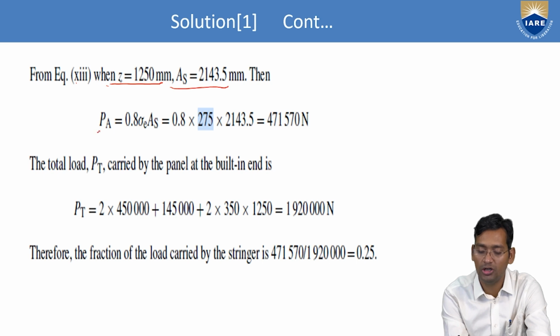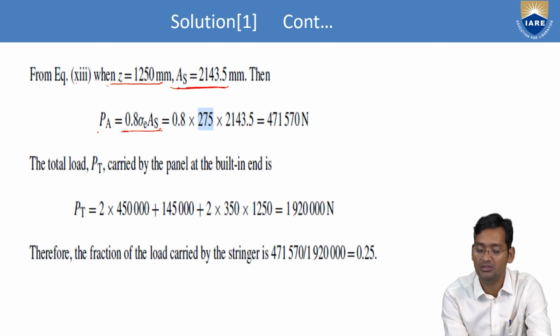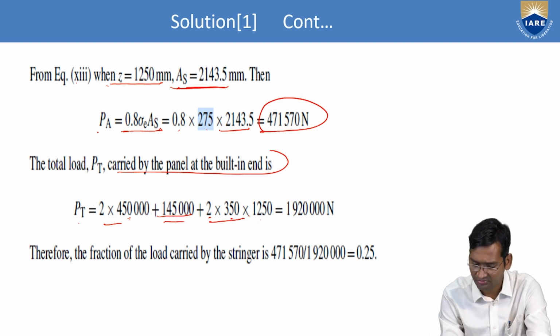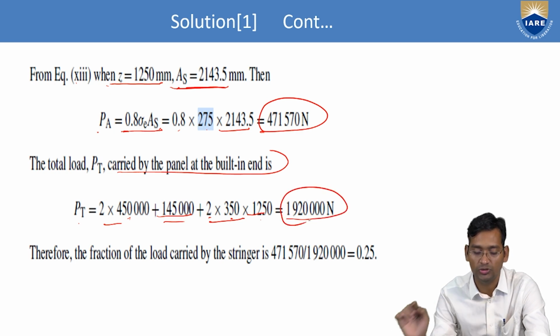Then PA will be whatever is there into AS. Up to this, only AS is required, but if they ask PA in the numerical, PA is 0.8 sigma E into AS. Just put the value, 0.8 sigma E is given and AS we found. The total load PT carried by the panel is 2 into the given load, 450,000 plus 145,000, that is 2 PA plus PS plus 2 PB, that formula. Finally you will get 1,920,000 Newton as the total force.